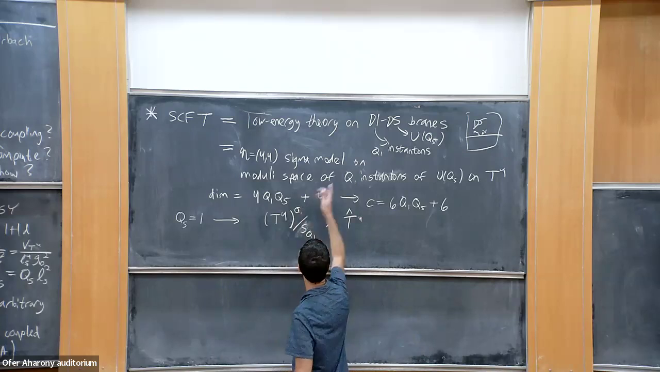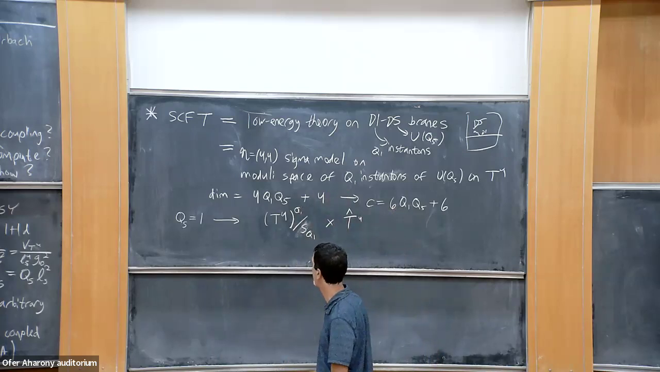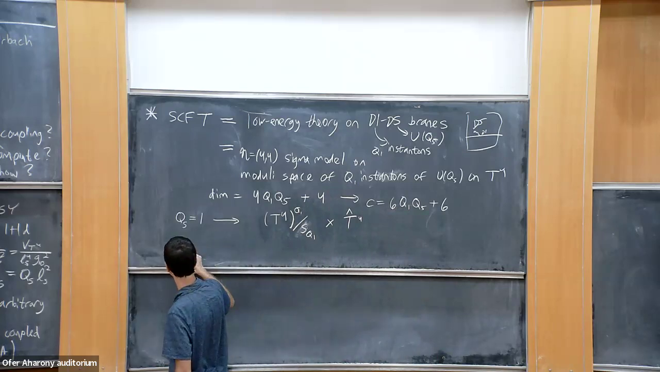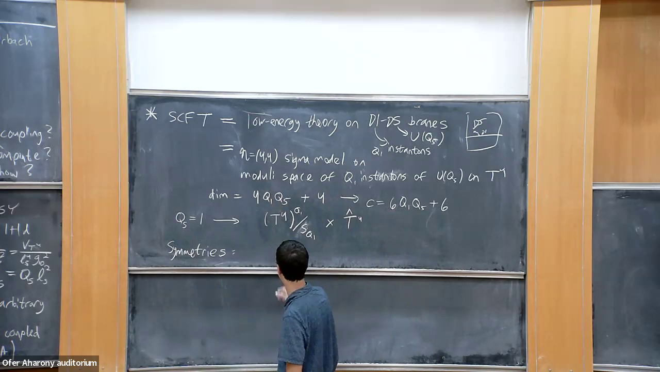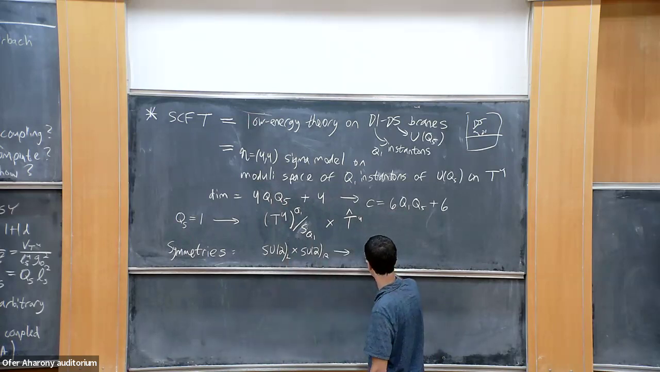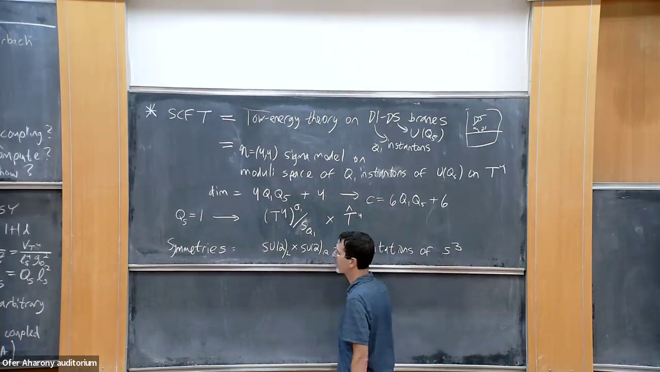So that's a brief description of the CFT side. Now let me say a few more words about what the symmetries of the CFT are. Of course, we have N=4 superconformal symmetry, and N=4 superconformal symmetry contains an SU(2)_R symmetry, both for the left movers and for the right movers, and that maps on the gravity side to just rotations of the S3 that we see on the gravity side.